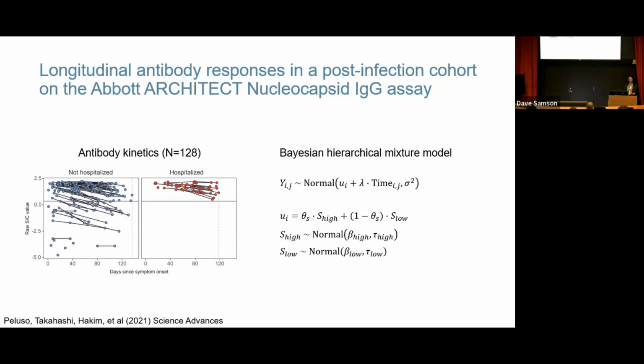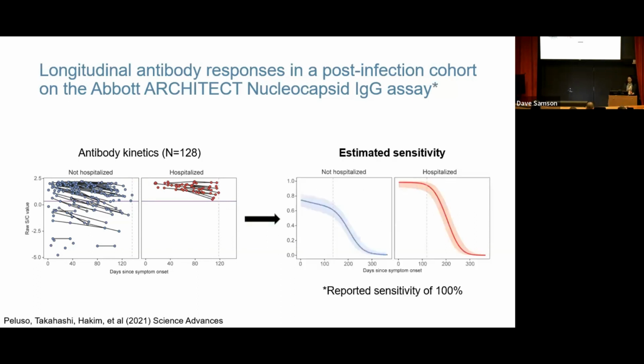or time since symptom onset, increases. So we threw this into a Bayesian hierarchical mixture model shown by these equations here, where we essentially assumed that there were high responders and low responders, and then tried to estimate sensitivity by both severity and time since infection. I'm happy to discuss the model later if folks are interested, but essentially we can estimate sensitivity, incorporating these various sources of uncertainty, and come up with sensitivity curves as a function of time since symptom onset, as well as severity.